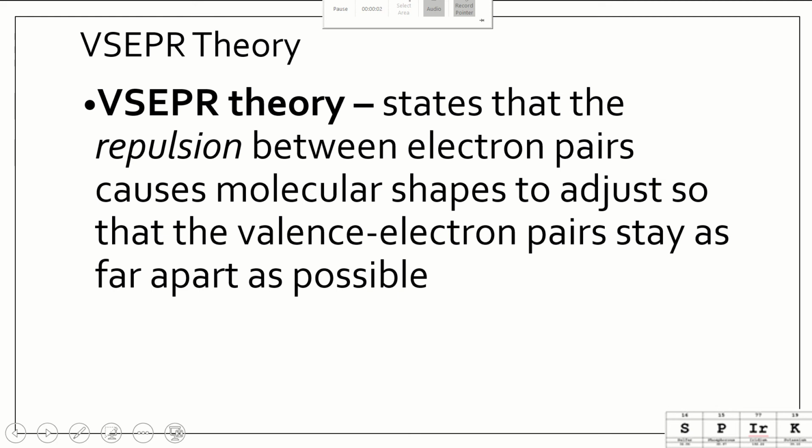Hello all, let's go ahead and start talking about section 8.3. This is where we're talking about the VSEPR theory.